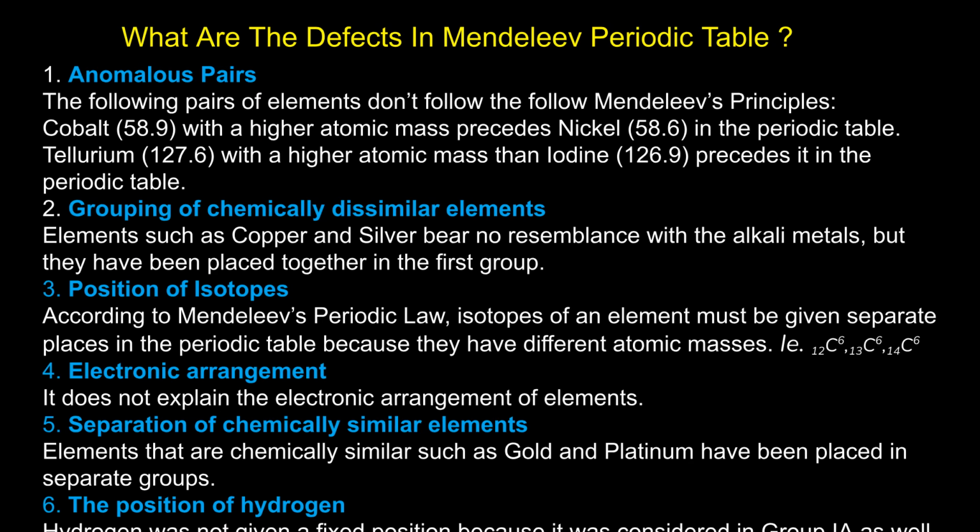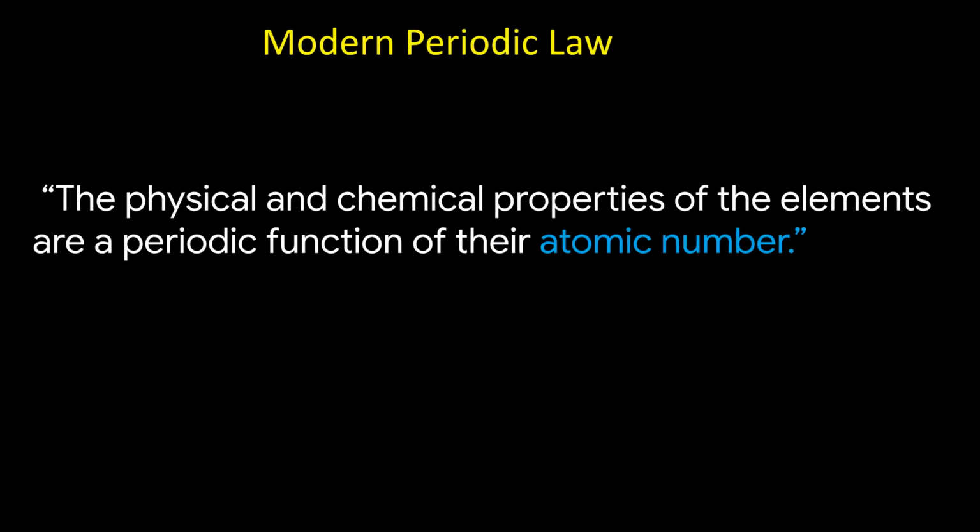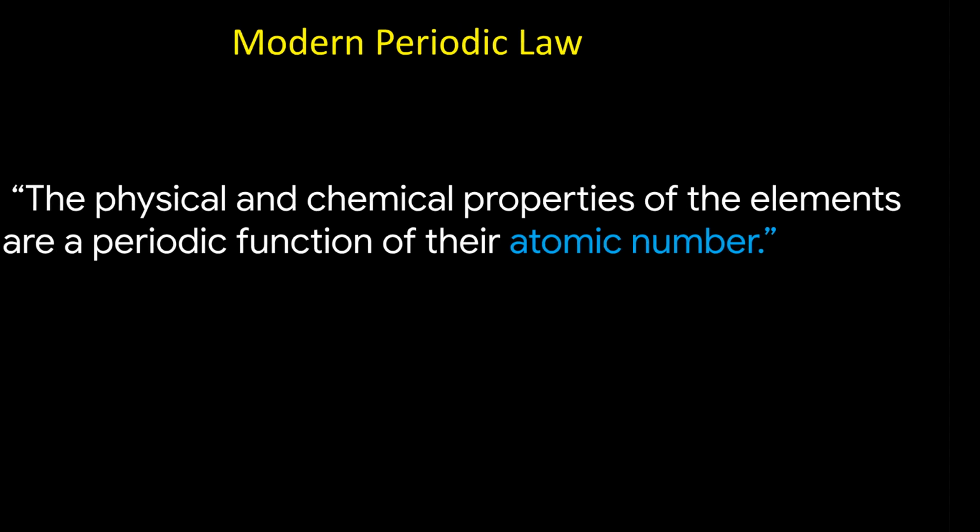However, the table had defects, such as issues with anomalous pairs, the grouping of chemically dissimilar elements, the placement of isotopes, and the lack of explanation for electronic arrangements. The modern periodic law improved upon these concepts, stating that the physical and chemical properties of elements are a periodic function of their atomic number.